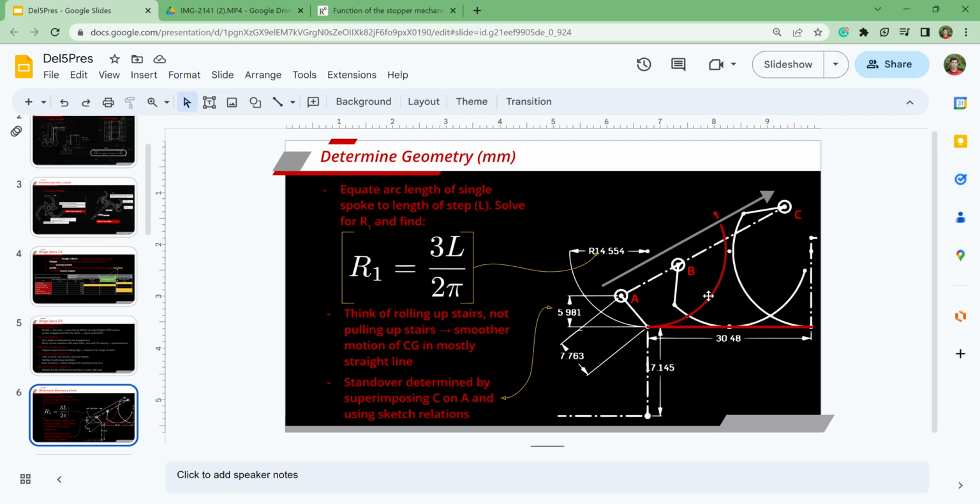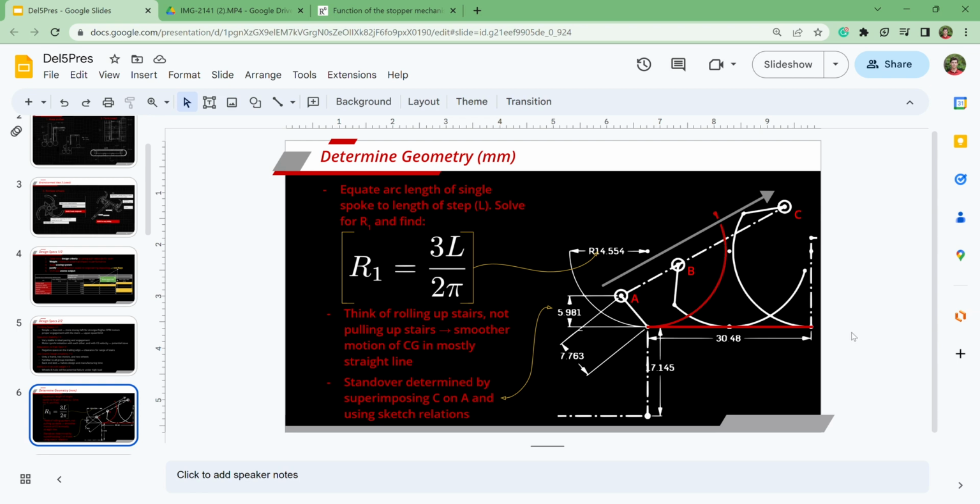You've got your key formula there: the radius of a single spoke is going to be 3L over 2 pi. You can take a look at this paper as previously mentioned up here. You'll see a bit more detail on how we got into that. Then this 5.98 centimeters and 7.76 centimeters are both calculated guess estimates given the rise and run of our staircase.